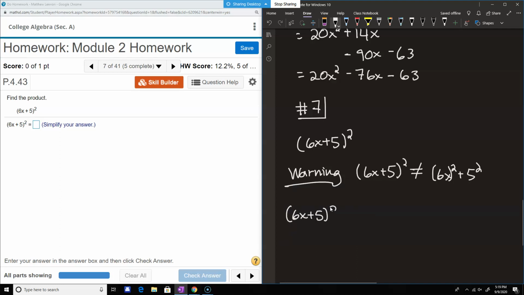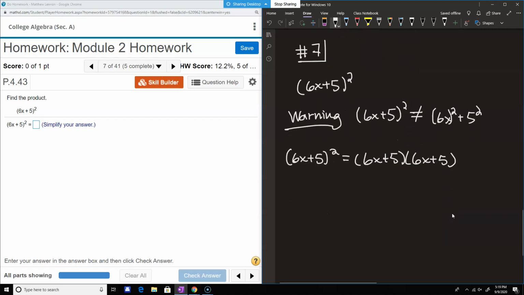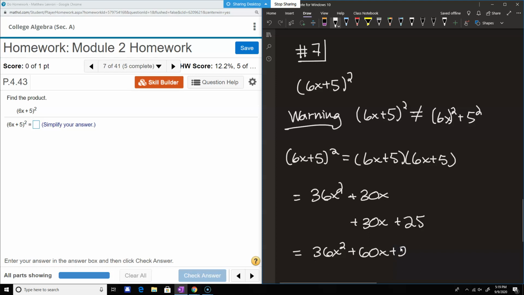We are going to write 6x plus 5 squared first correctly as 6x plus 5 times 6x plus 5, because you have to repeat the factors, and then we're going to go through the process of multiplying. So 6x times 6x is 36x squared, and 6x times 5 is plus 30x, and then jump down and multiply the 5 through. So 5 times 6x is, again, 30x, and 5 times 5 is 25. So we can add and get our final result, 36x squared plus 60x plus 25. That's the final answer there.